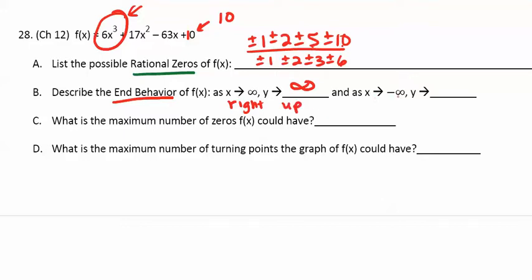What happens if we put a negative number in for x? When we take a negative 100 and we raise it to the third power, it would stay negative.